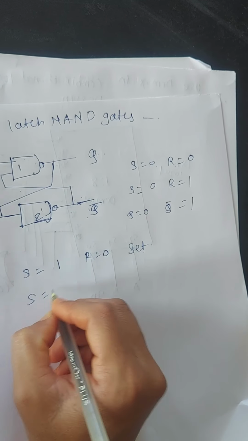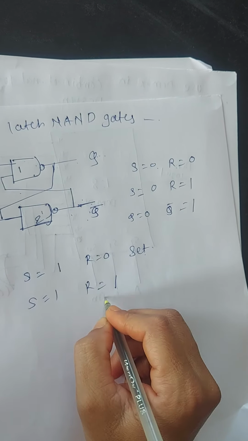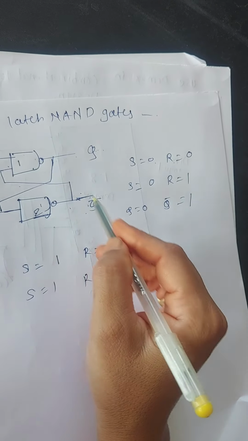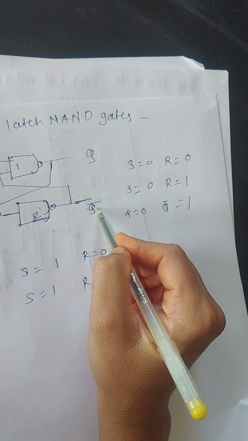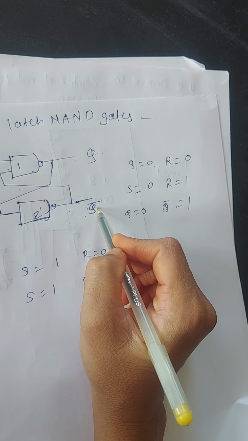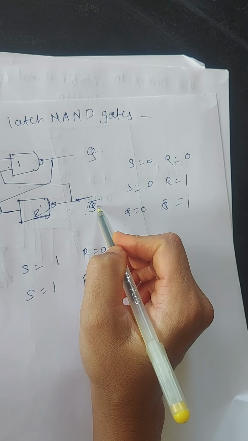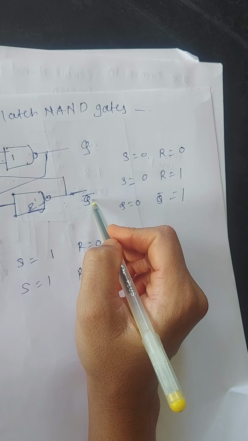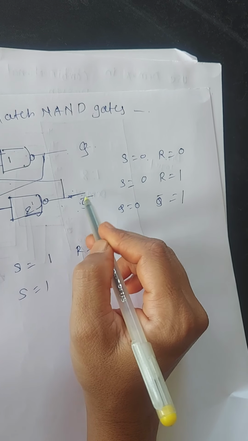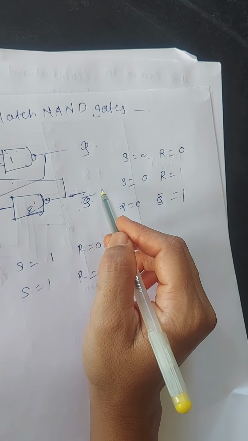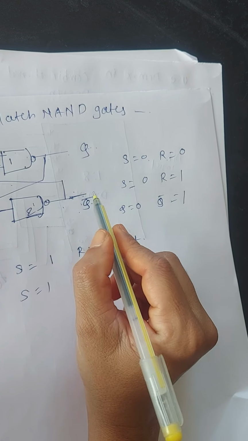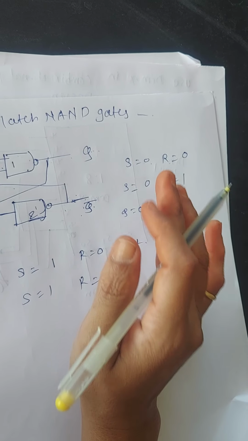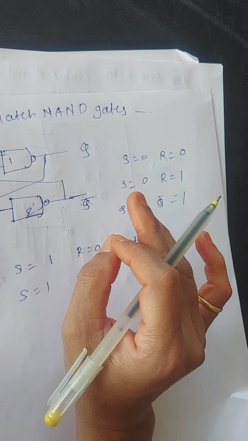And when S is equal to 1 and R is equal to 1, the outputs Q and Q bar retain their values. That is the characteristic equation of Qn plus 1, which can be derived using De Morgan's theorem. For this condition there is no change in the output. So that condition is called no change.